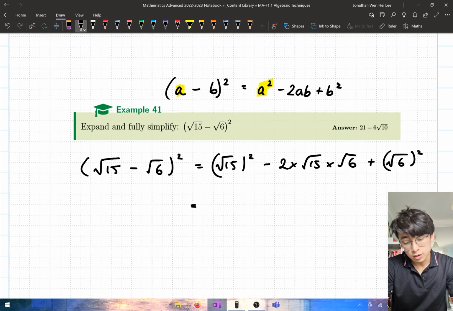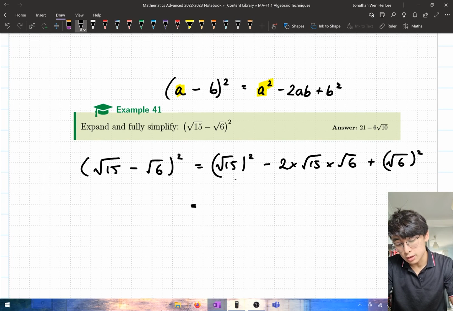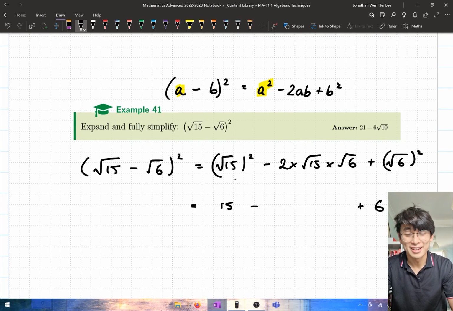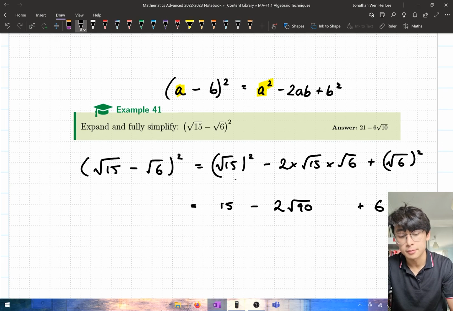Now when I deal with this, notice square rooting and squaring are opposite operations. So when I do this first and last term, I'm just going to get rid of the square root. So here's going to be 15, and at the end it's going to be a plus 6. Okay, now the middle term, we just need to multiply the surd. So here this is going to be 2 square root 15 times 6, which is actually going to give me 90.